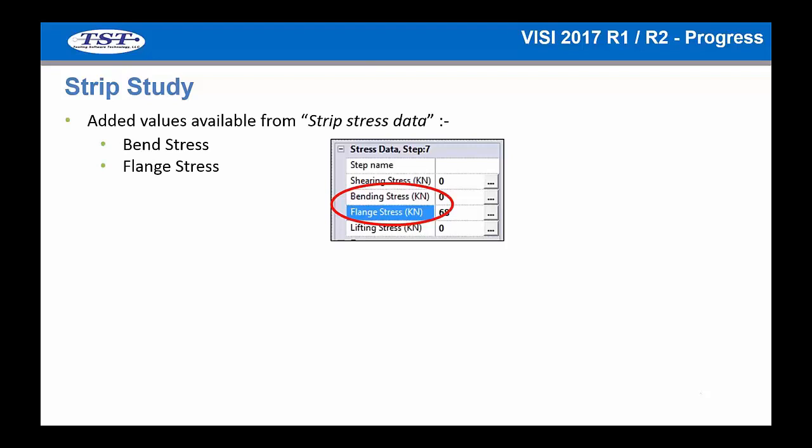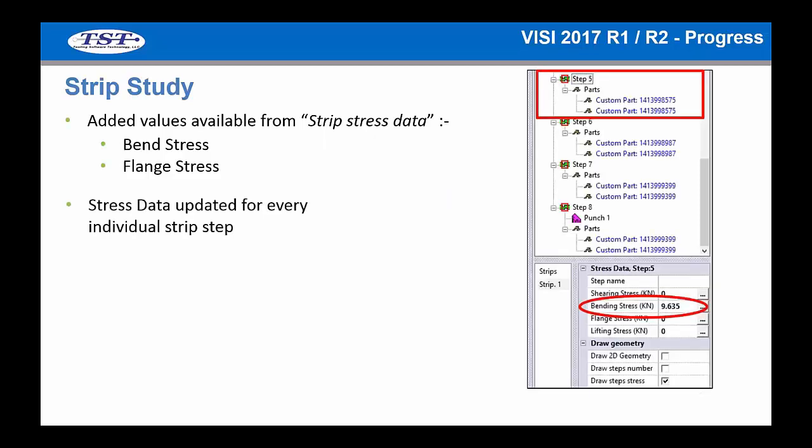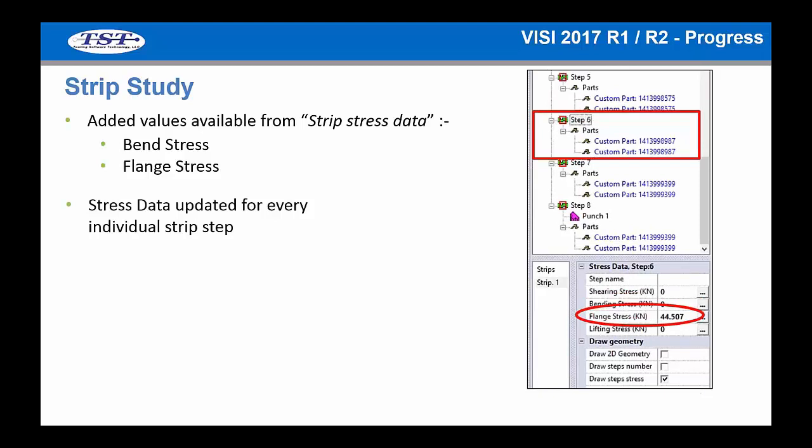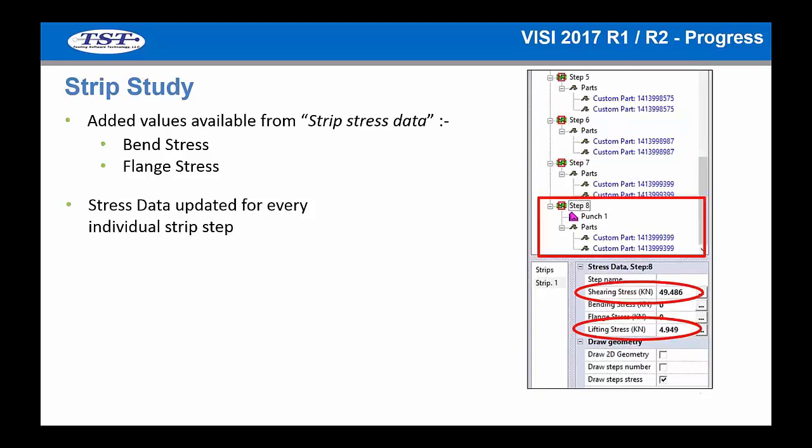So let's move on to the strip study, for the progress side of everything. So we'll have some added values available in the strip stress data. Bend stress, flange will all be available to us. The stress data is updated for every individual strip at each step there.